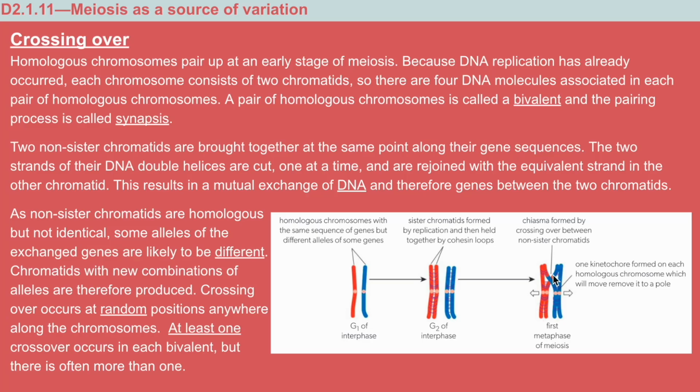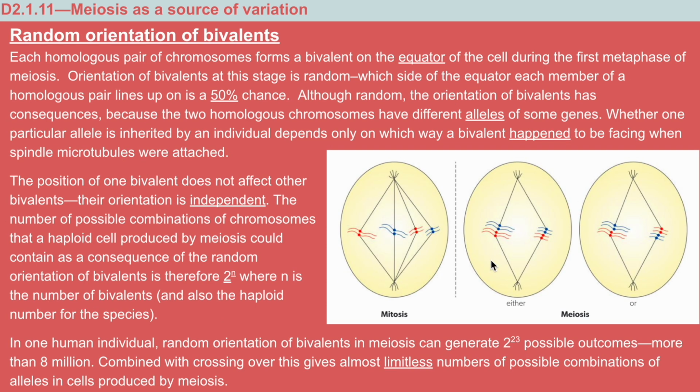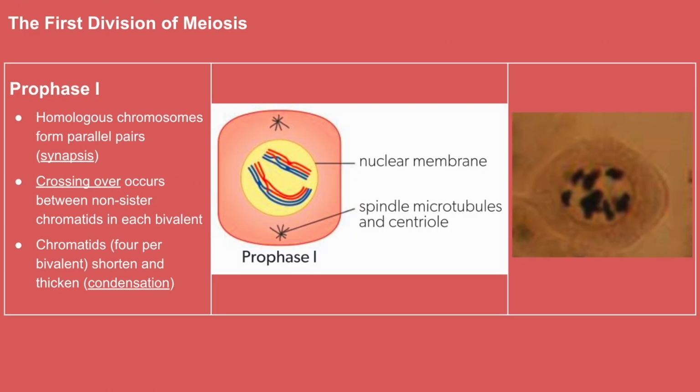Okay, so they're exchanging the same genes, but just again, there can be different alleles, different forms of the gene. Okay, here's another example, just touching on random orientation, but I explained that a couple slides ago. All right, so now we're going to run through the steps. We'll begin with the first division of meiosis. Again, we're going to run through prophase, metaphase, anaphase, telophase 2 times.